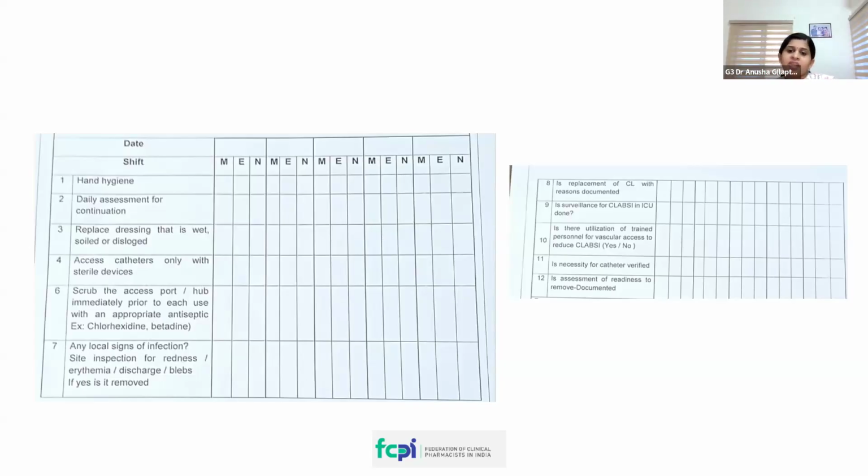Another thing is she has to know how to do the surveillance for CLABSI in the ICU setting. And if the blood culture has come positive, then she'll have to check whether the blood culture actually fits under CLABSI. And also the necessity of the catheter has to be verified every day, whether it is absolutely required, and the readiness to remove. So that has to be documented. Every day you have to check for readiness to remove, and that has to be documented. If it is no, that has to be documented. So this is the daily assessment checklist for the central venous catheter.